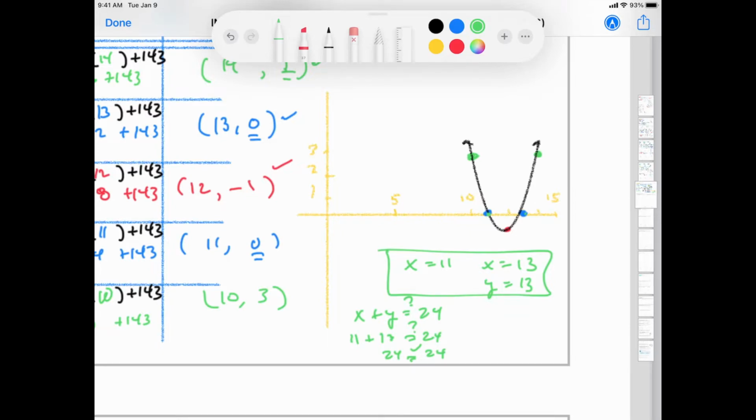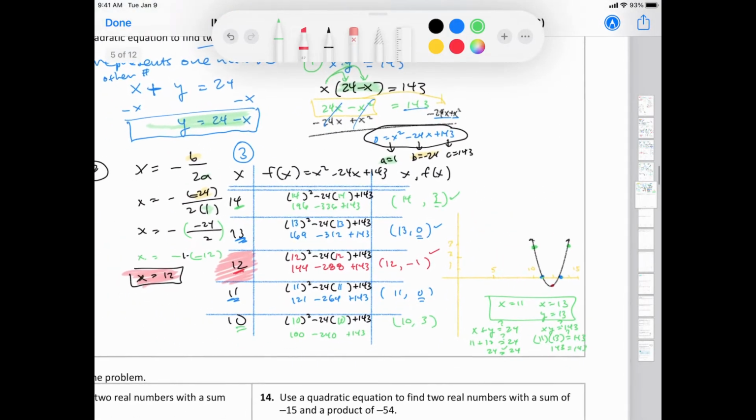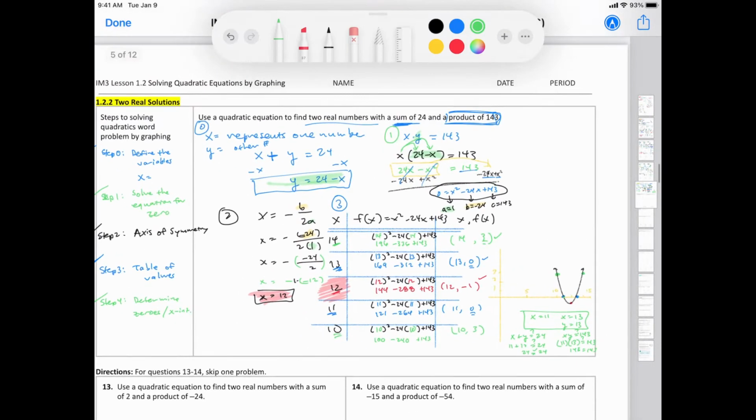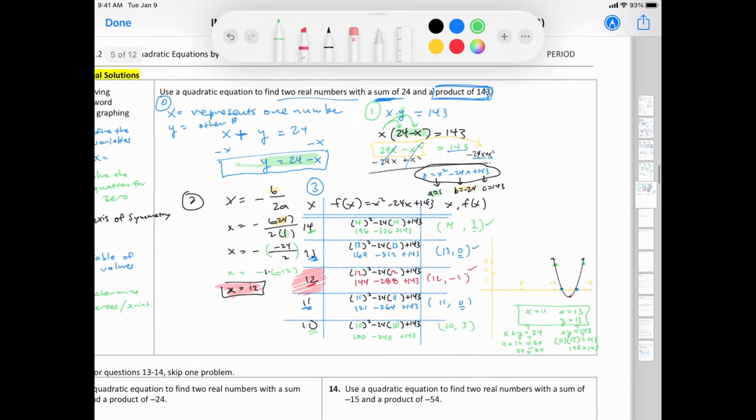We said if you multiplied the two numbers, they were equal to 143. So 11 times 13 will equal 143. Does that make sense? So we basically use quadratic equations to solve the word problem. So those are my two real numbers.